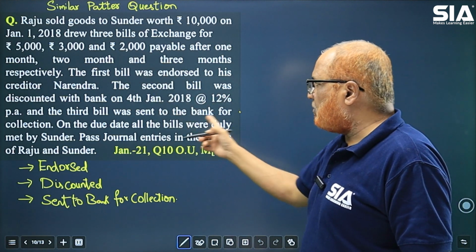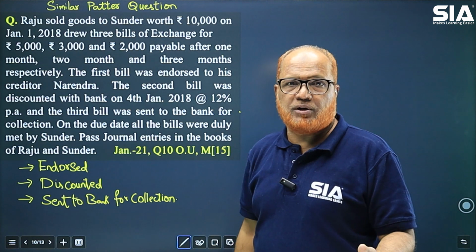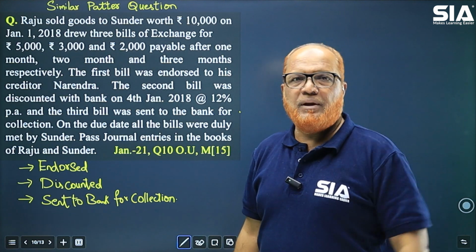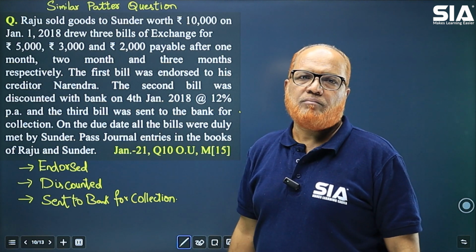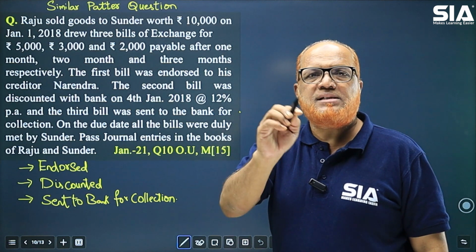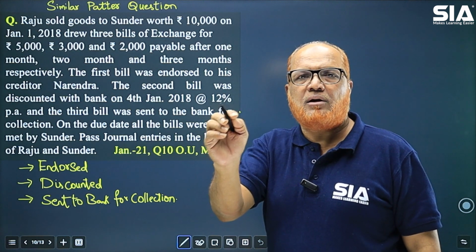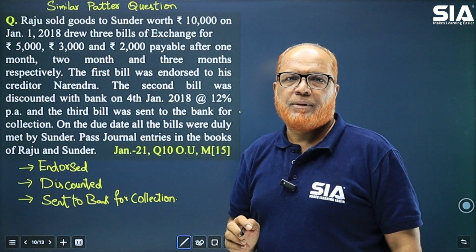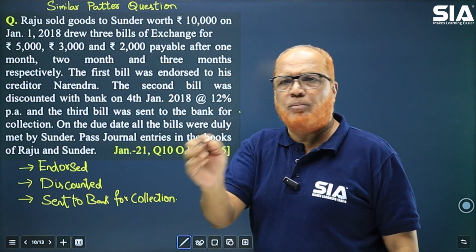And the third bill was sent to the bank for collection. This is the new point. He is sending the bill to the bank for collection. The entry will be: bills sent for collection account debit to bills receivable. Bills sent for collection account debit to bills receivable.